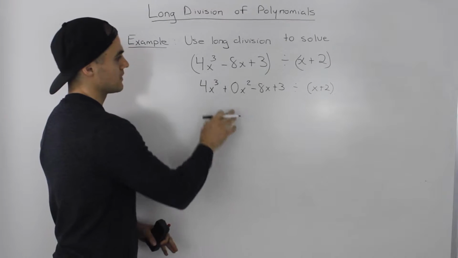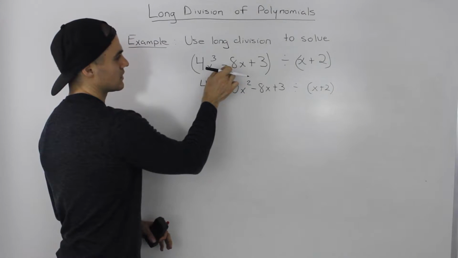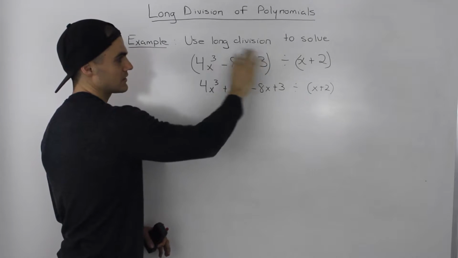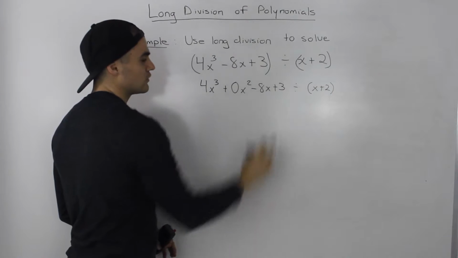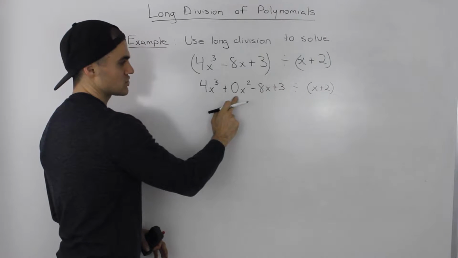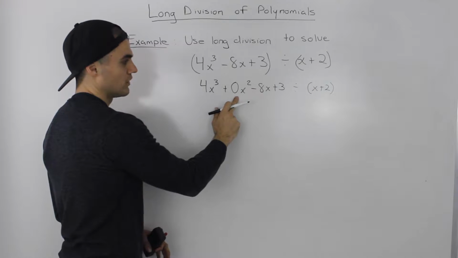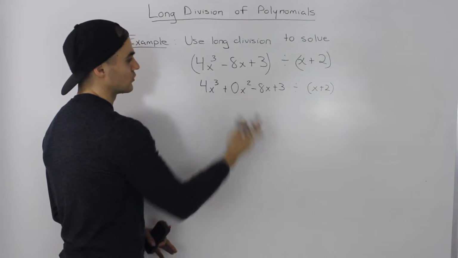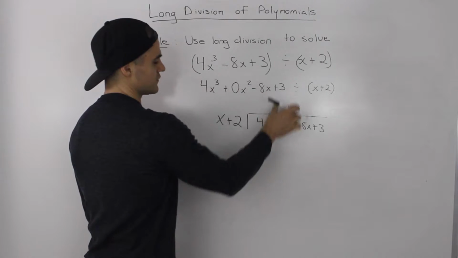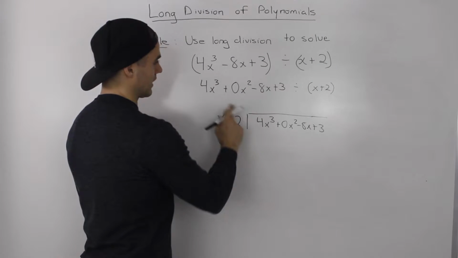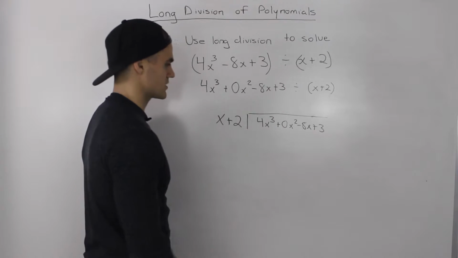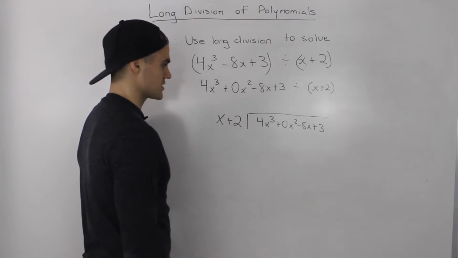So a recap, any exponents that are missing, any degrees that are missing in the polynomial, whether in the dividend or the divisor, you want to rewrite the dividend or the divisor and just sub in a 0 as the leading coefficient for the degree that's missing. In this case, it was an x squared. So I just took this division and I rewrote it here, and I'm using our new dividend with our 0x squared as well. And now the process is just the same.